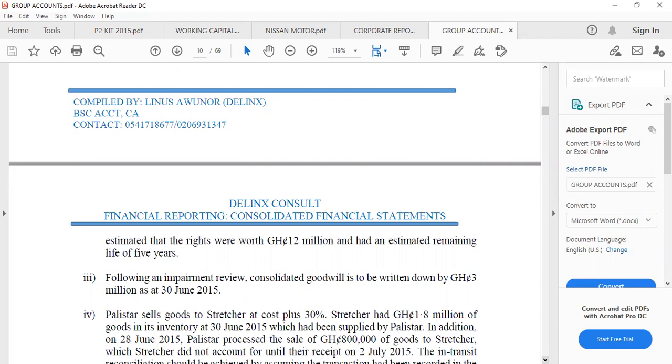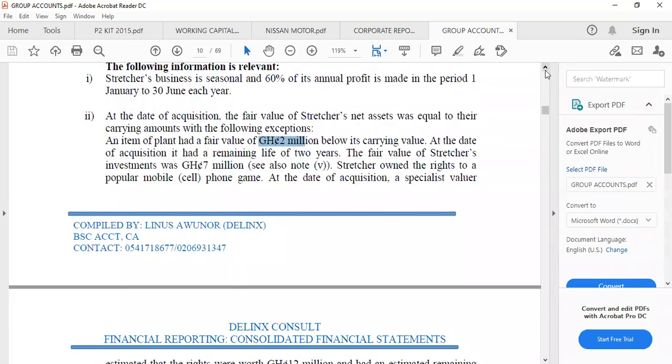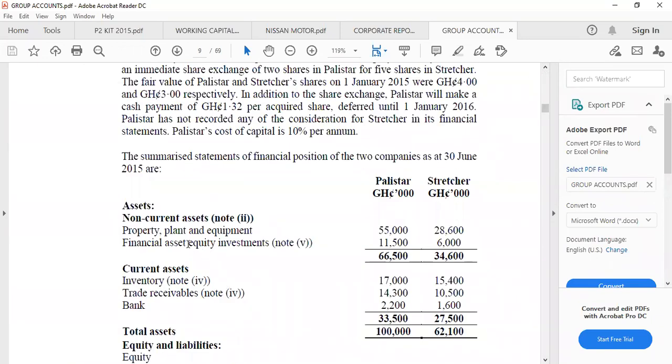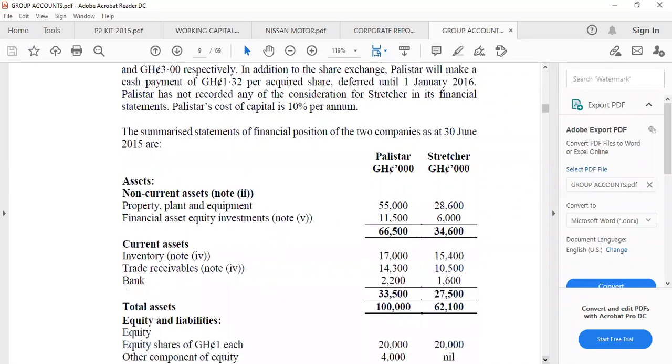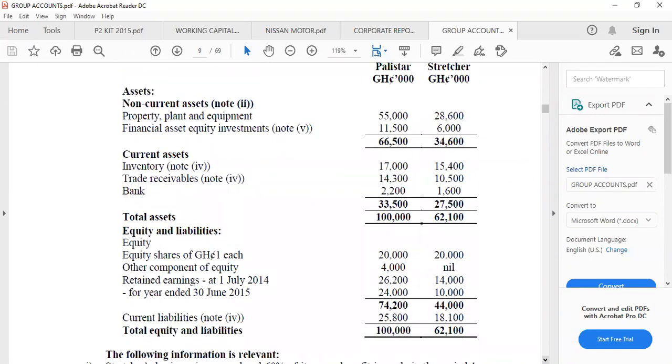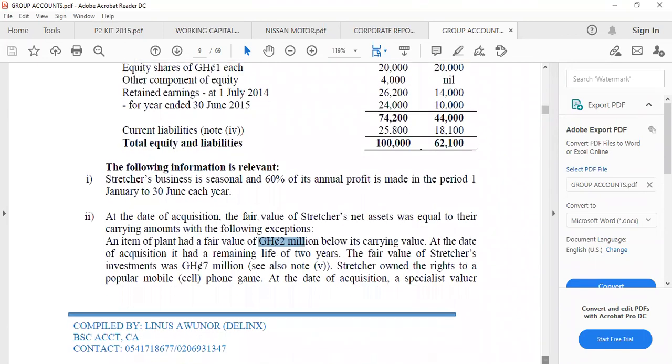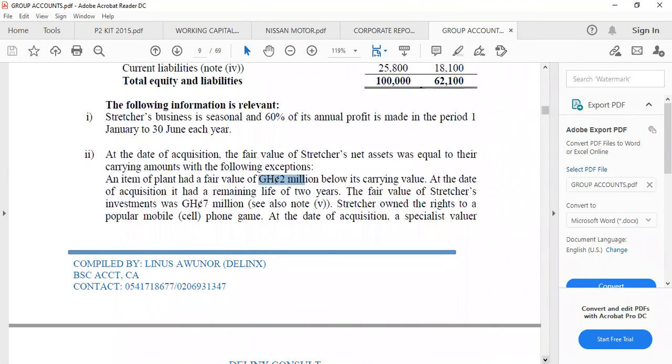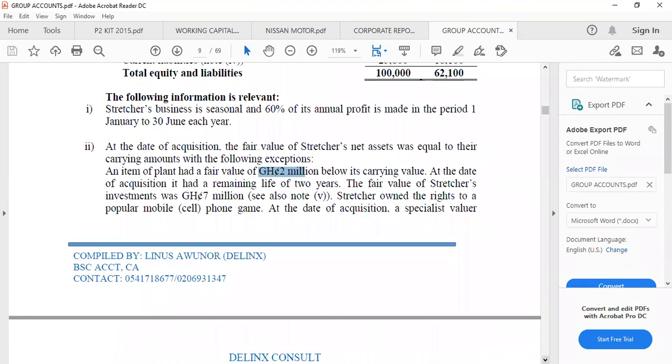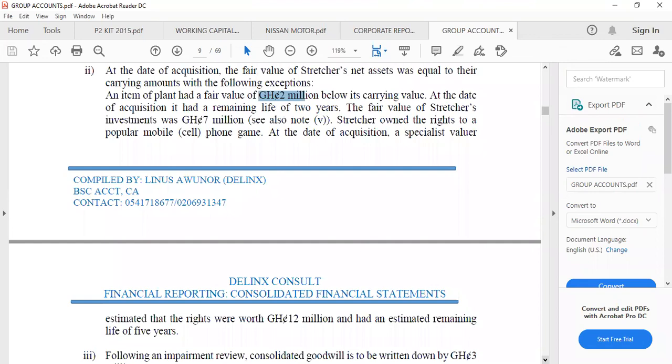In the financial statement, do you see anything concerning mobile phone for Stretcher? No. Since the parent is buying this, they need to recognize it. So this will now be a new asset to them. Have they recognized this in the books? If you see the statement of financial position, do you have any mobile phone there? No. Do you have any intangible asset there? No. So if this was not in the books and we are now coming to recognize this, what will be the effect of this on the assets? Is it going to increase the asset or reduce the assets? It will increase the asset.